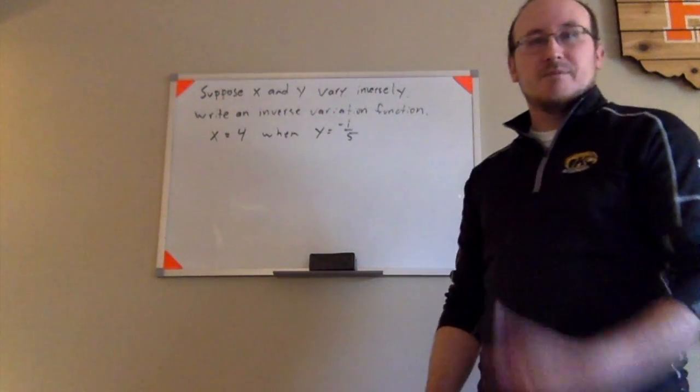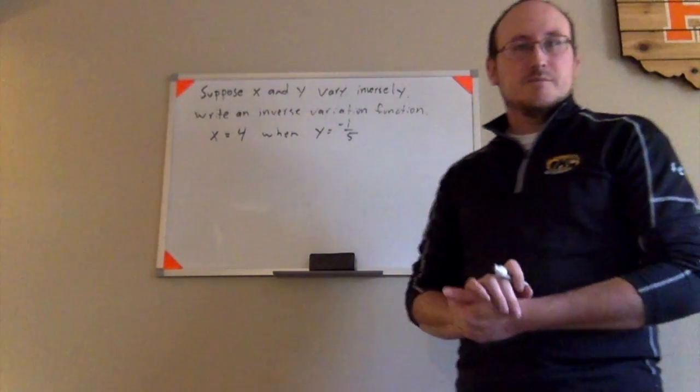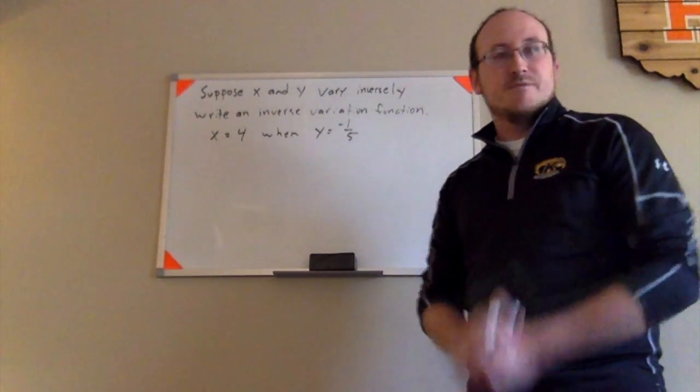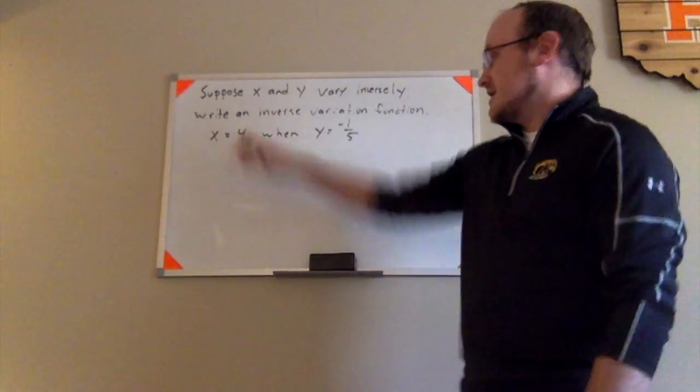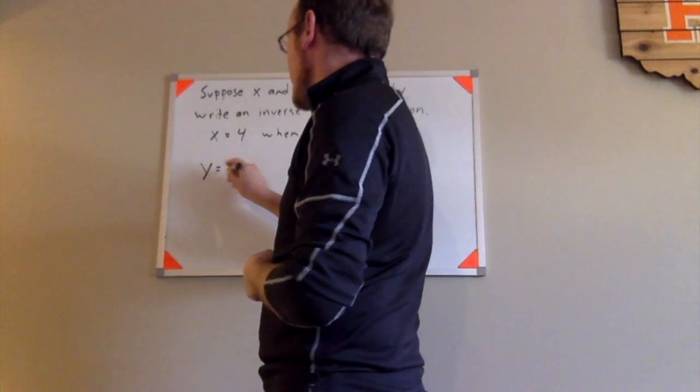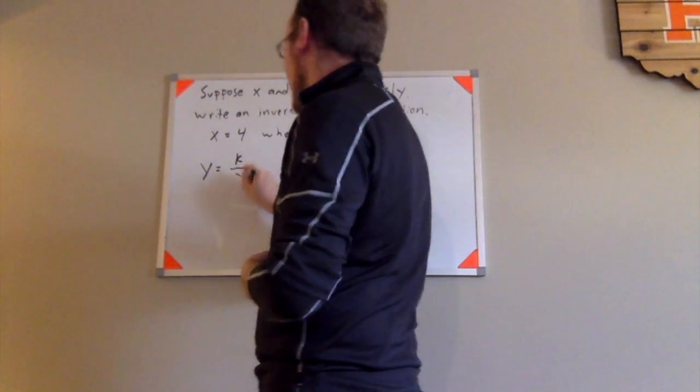Let's look at one more example of that really quick. We're told again to suppose that x and y vary inversely, and we're asked to write an inverse variation function when given that x is 4 when y is equal to negative 1/5. So let's go ahead and use our structure for that. We know an inverse variation should take the form y equals k divided by x.